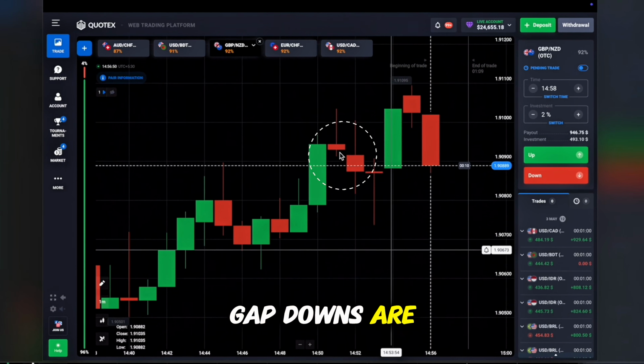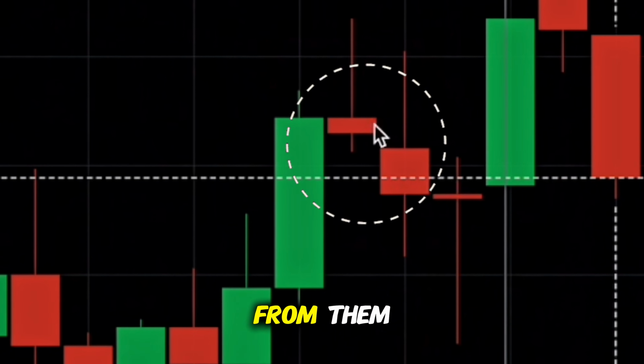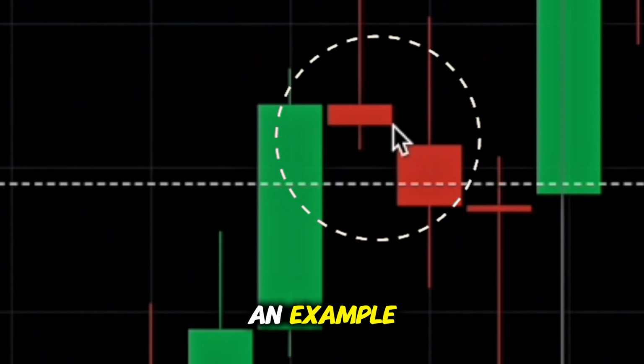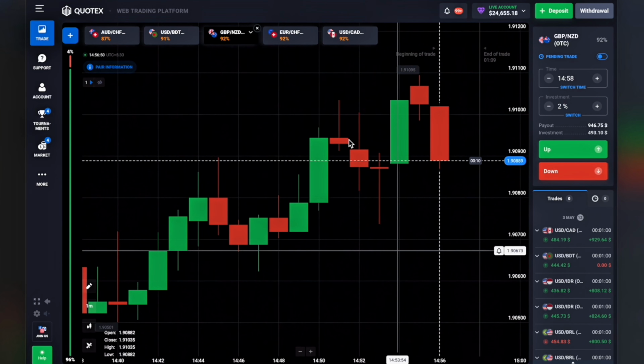Gap ups and gap downs are very common in the market, but only a small number of traders truly know how to benefit from them. Now, let me explain to you with an example. In this currency pair, we can clearly see a gap down opening going on. The previous red candle closed at a certain level, but the next candle opened much lower, creating a visible gap between the two candles. If you see this red candle, which is an inverted hammer, it closed at this particular level. The next candle should have opened from the same level, but we can see a huge gap going on. The next candle has given us a gap down opening.